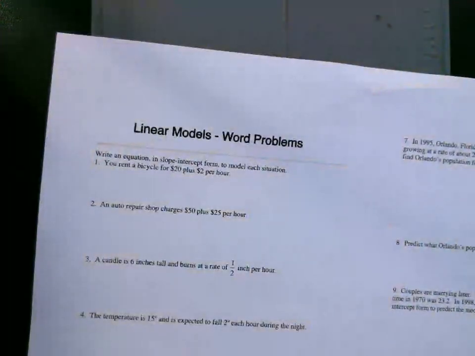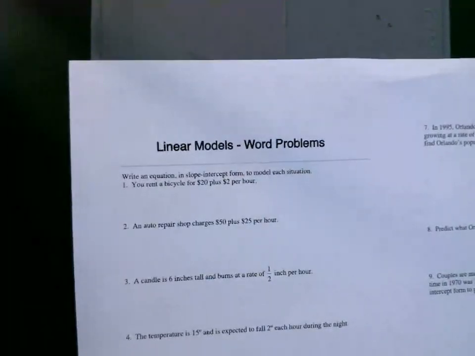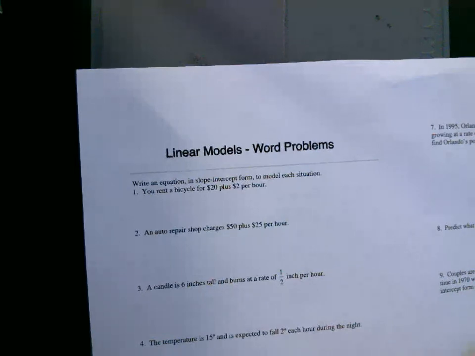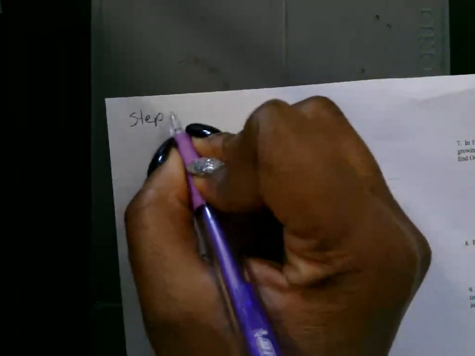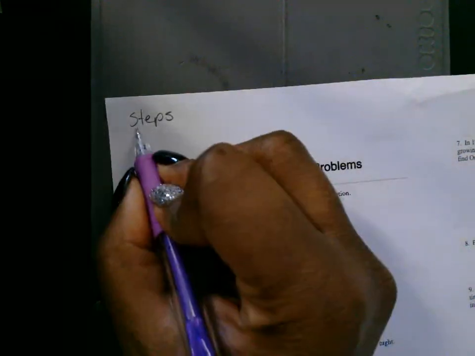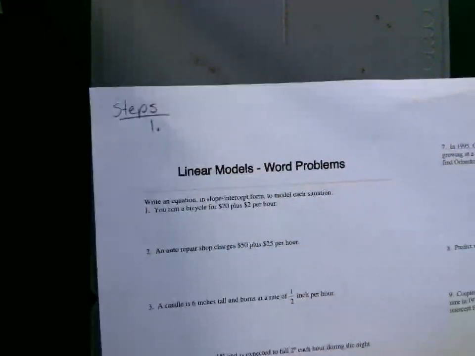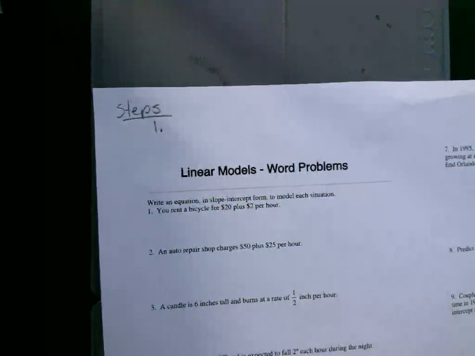All right, so we're doing linear word problems. The steps for writing an equation from a word problem are the same as any other. So we're going to do steps, and they are exactly the same. The first thing that you want to do when you read the problem is find the slope.